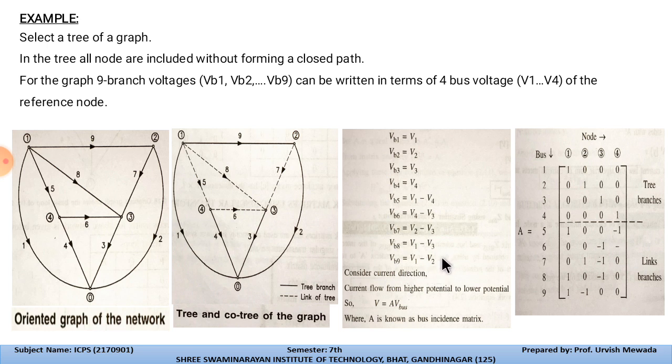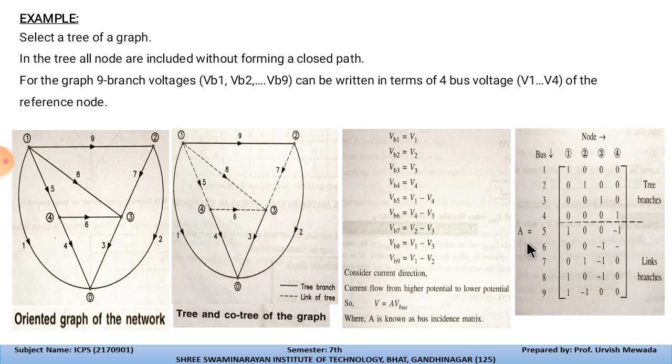Similarly we can solve for all the branches, and we can write the voltage equations. We can say potential difference between each branch. Consider the current direction, current flows from higher potential to lower potential, that we already considered. So that will become V is equal to the bus incidence matrix A into V, the voltage of a particular bus. From this equation we can form the network.